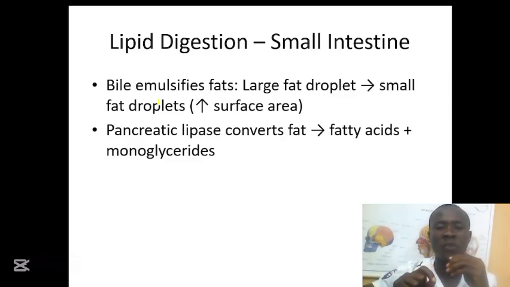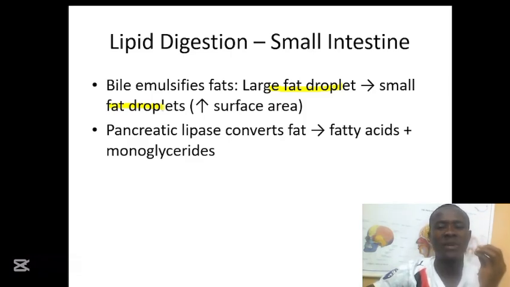The bile performs two functions. One, it will help to neutralize the acidic content of the food coming from the stomach, so that enzymes in the small intestine will be able to act on it. Two, it will help to emulsify fat. That means it will break down large fat droplets into small fat droplets in order to increase the surface area for the enzymes to act on it.